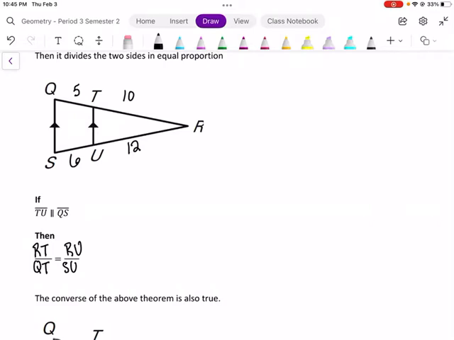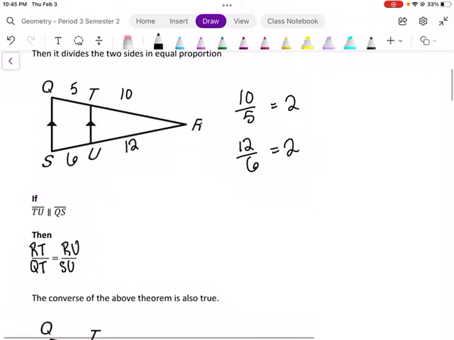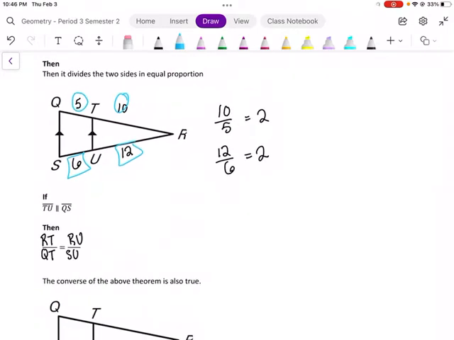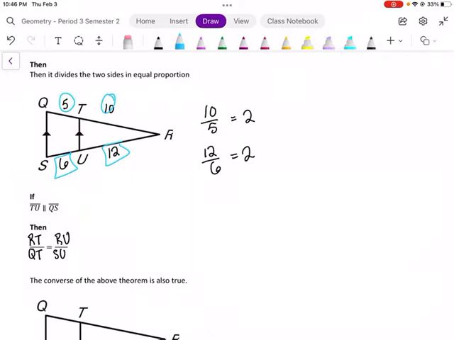So if we had this and we set up our proportions, we would do 10 over 5, which we know simplifies to 2, and 12 over 6, which also simplifies to 2. So the ones that are on the same side go together in the same fraction when we're working with the parallel lines.